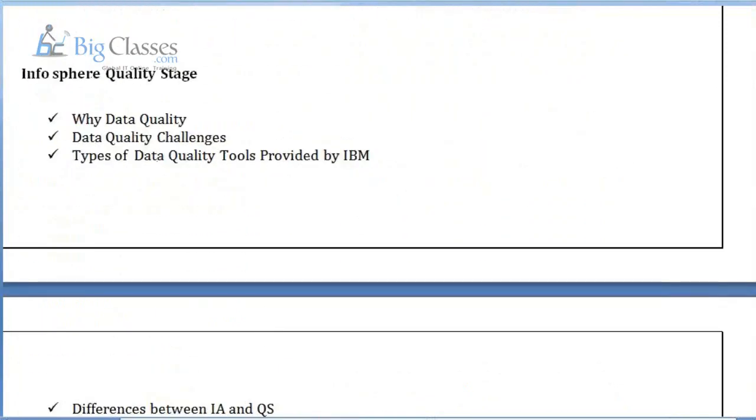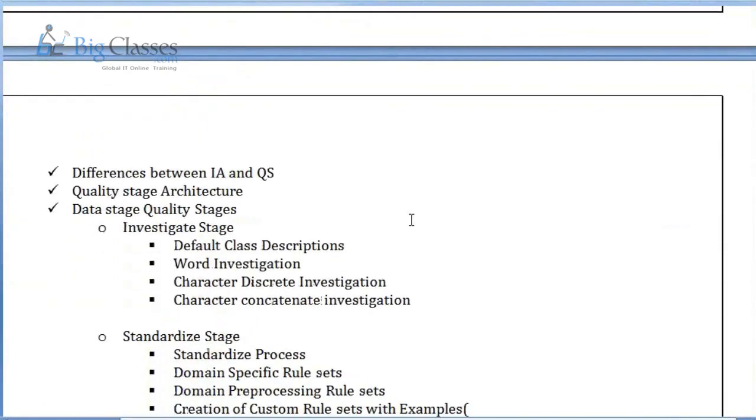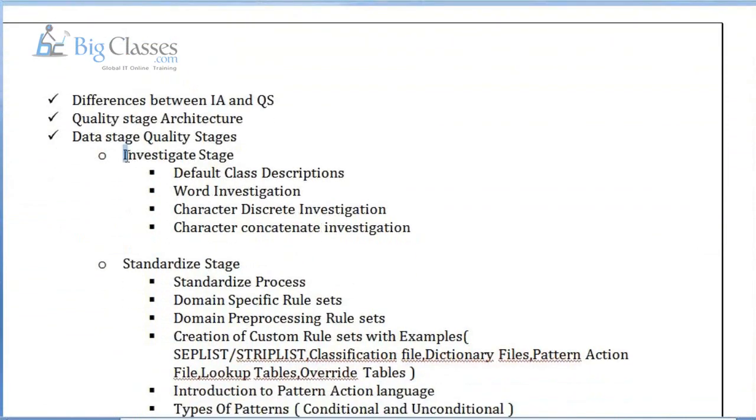Once this sequence is completed, we'll go for quality stage. Okay, we'll also start discussing the quality. What is this quality? What kind of data quality will we be having? Data quality challenges, what kind of data quality challenges are we having there? And types of data quality tools provided by IBM. Difference between quality stage and information analyzer. And then we'll go for complete quality stage. Like what is this investigation stage?